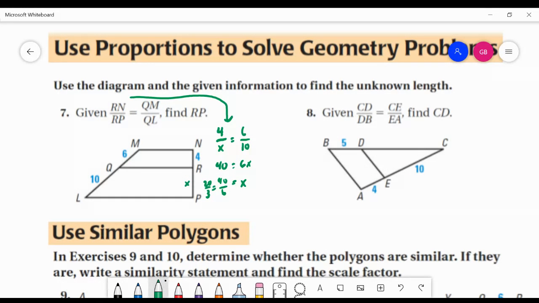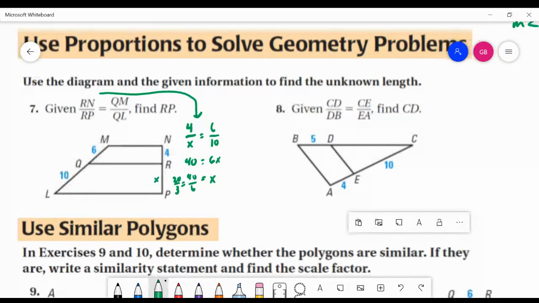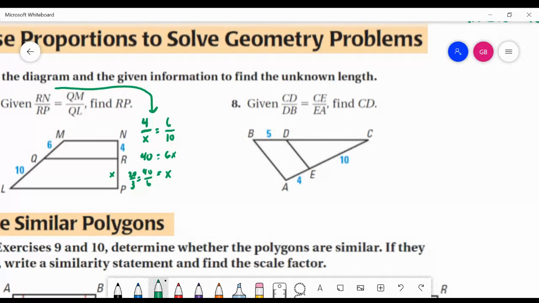Number 8. CD over DB is equal to CE over EA. Okay, so let's see, CD, we call that x. x over DB, which is 5, is equal to CE, which is 10, over EA, which is 4. Okay, again, cross multiply. 4x is equal to 50. Divide by 4. 50 over 4 simplifies to 25 over 2.